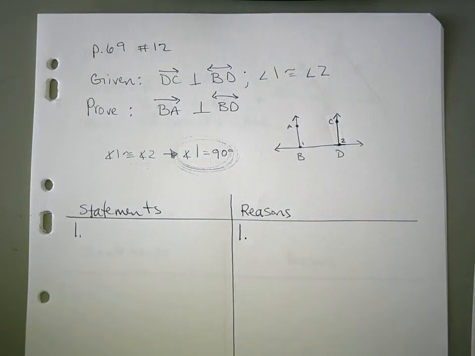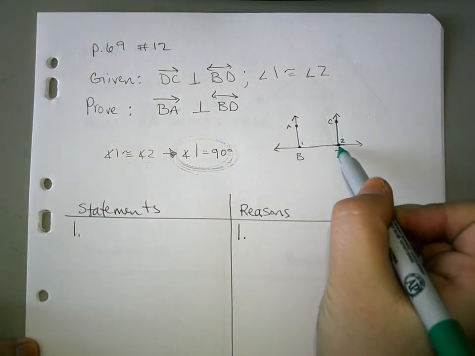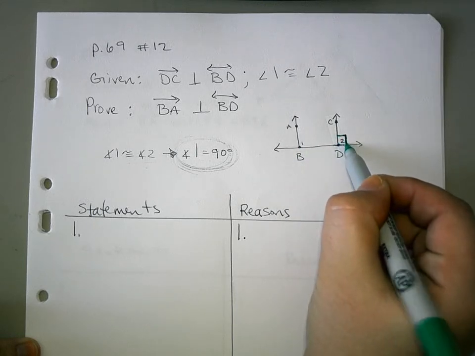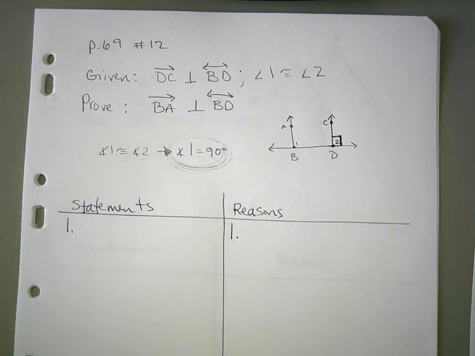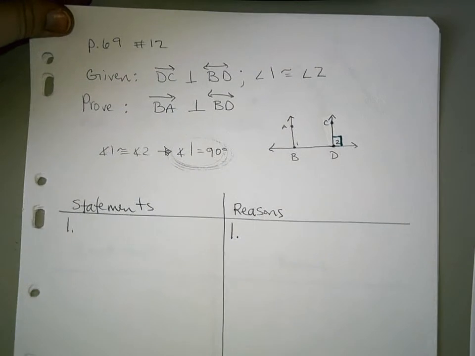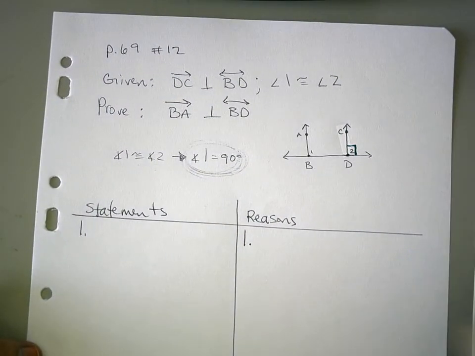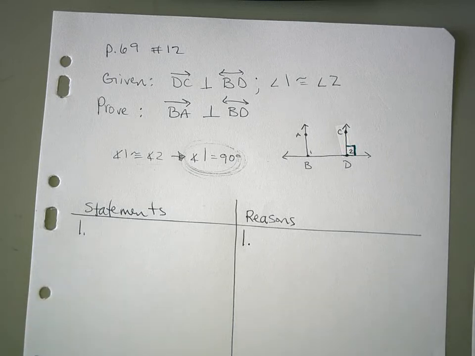Next, in green, I'm going to write down the given. DC is perpendicular to BD, which means that angle 2 is equal to 90. Now, that is a given. Be very careful about writing what you have to prove on your drawing, because sometimes, especially if you're starting out, you start to think that whatever you write is given.